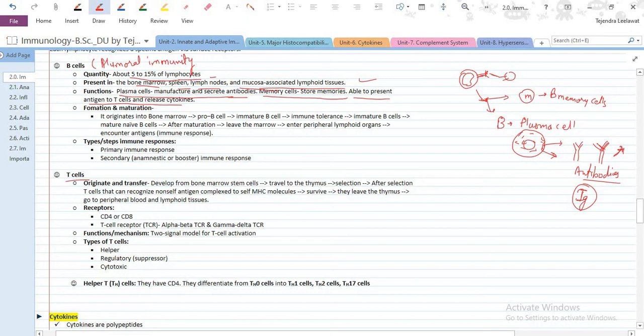Okay, so these antibodies have two types of fate. In one case, they will remain on the surface of the B cell. Otherwise, they will be released into the blood. So it might be in the open or free form, otherwise it might be present on the surface of the B lymphocyte. Okay, so there are two types of fate.